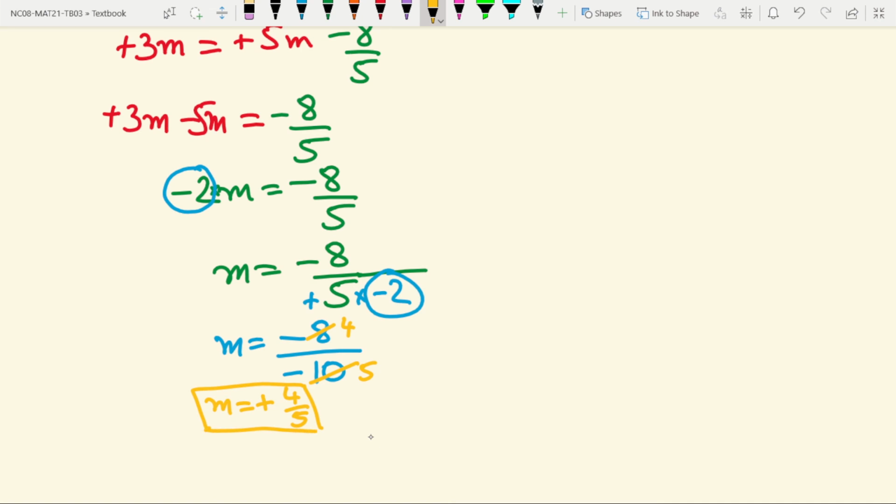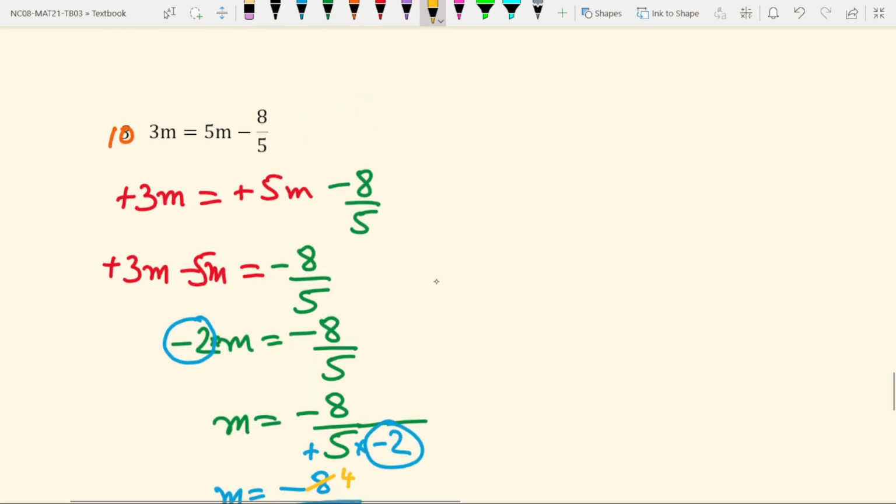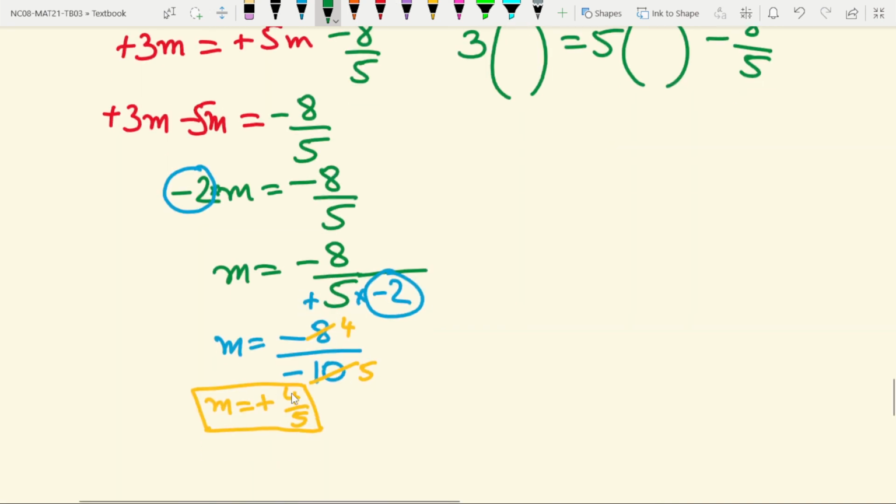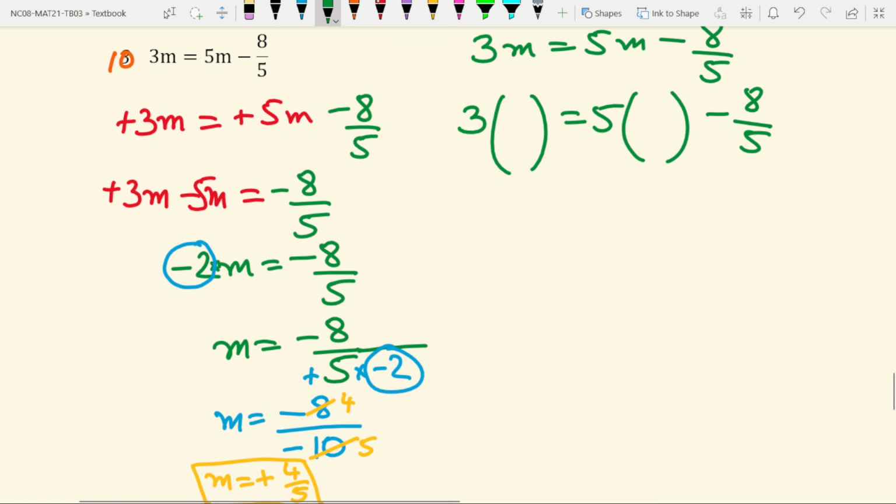Now let us check whether our answer is right or wrong. In order to check, I will copy the equation: 3m is equal to 5m minus 8 by 5. I will copy the equation again, but this time I will put brackets instead of writing the variable. Next I will copy the value of the variable, plus 4 by 5.